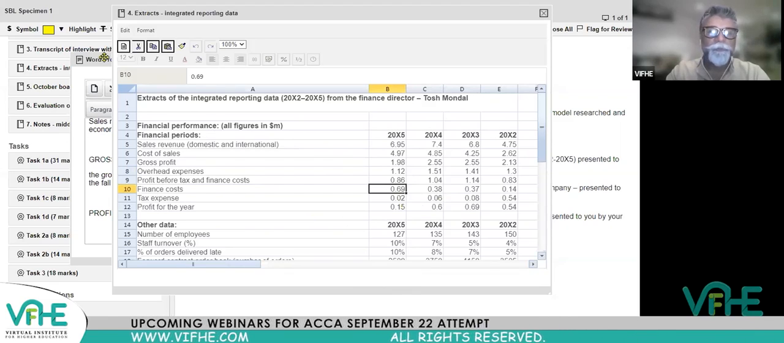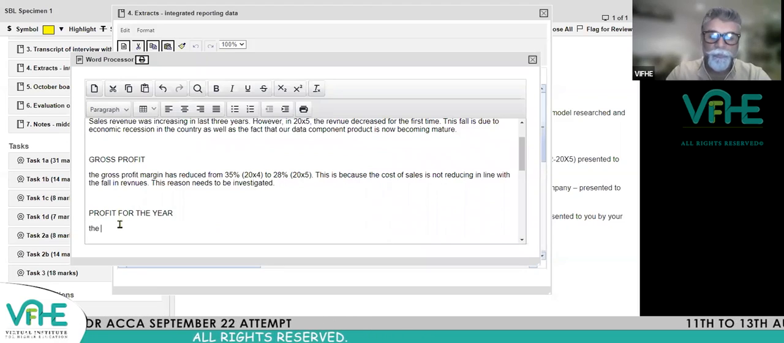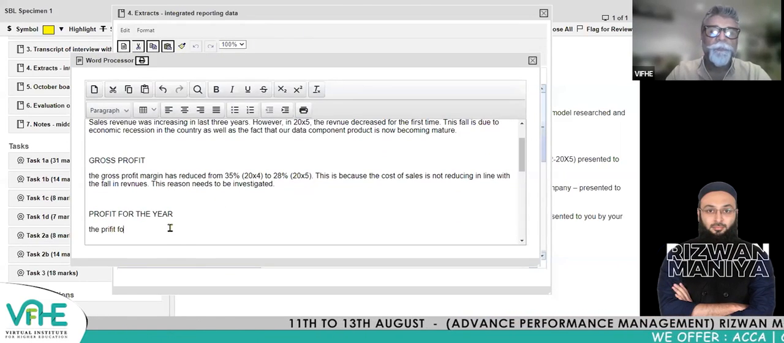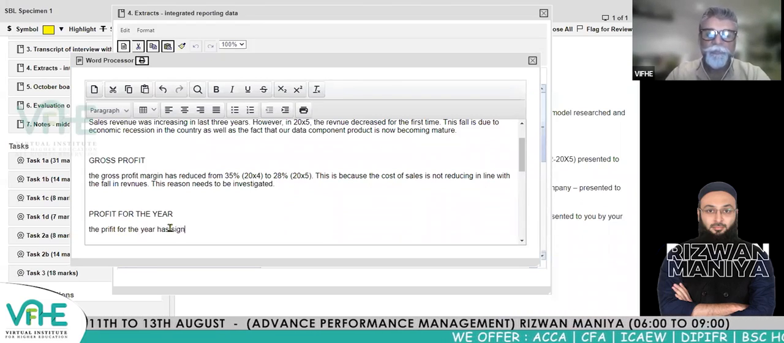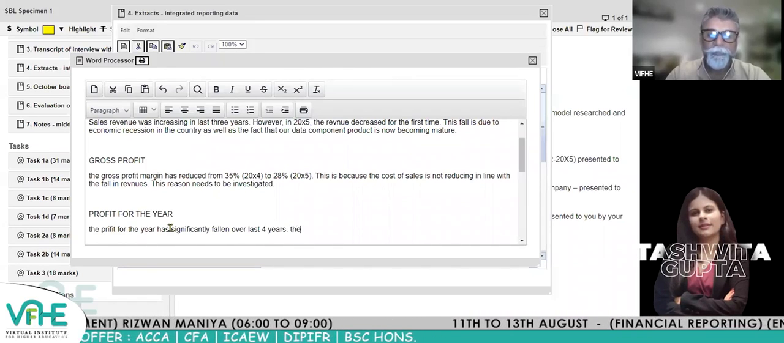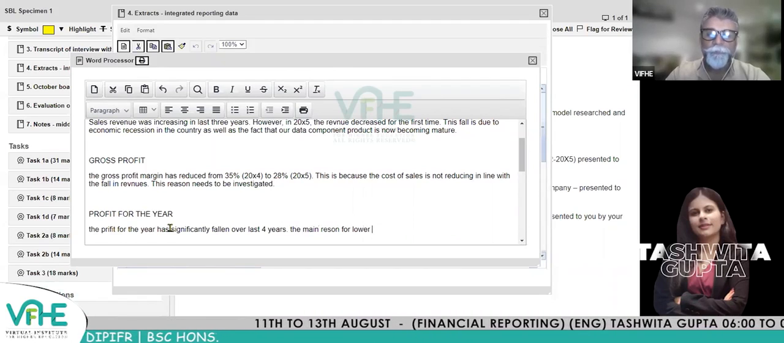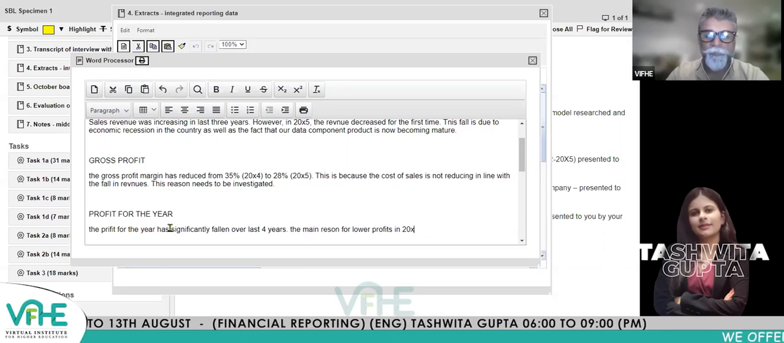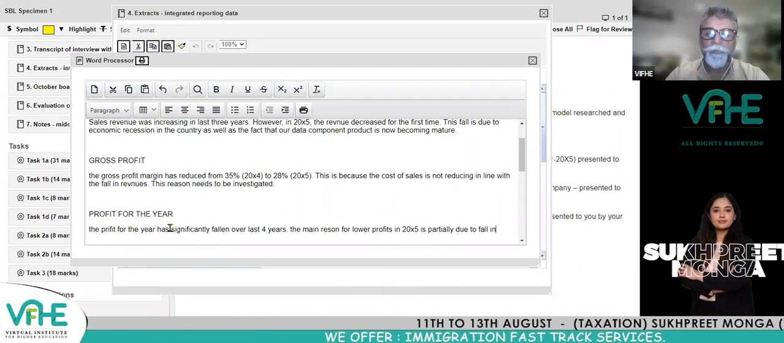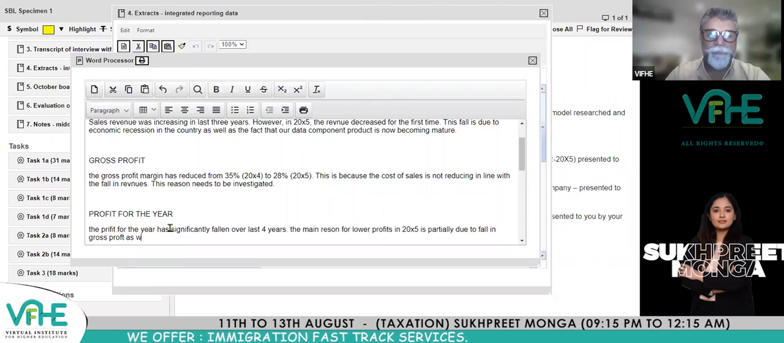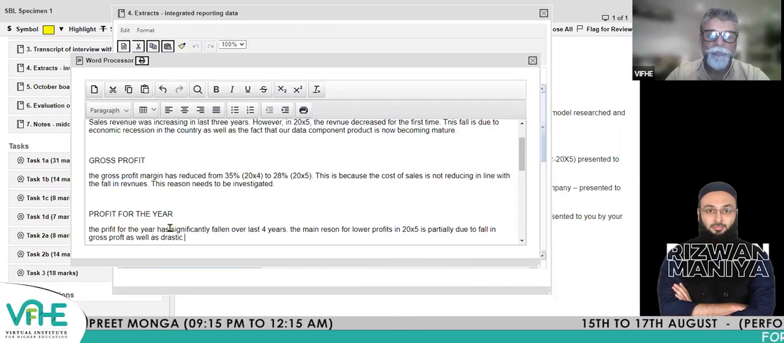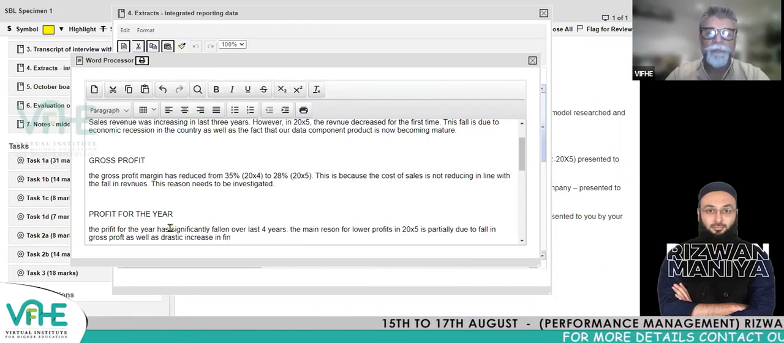Finance cost, yeah. Can you simply explain this to the board? The profit for the year has significantly fallen over the last 4 years, correct? Main reason for lower profits in 20x5 is partially due to fall in gross profit as well as drastic increase in finance cost.